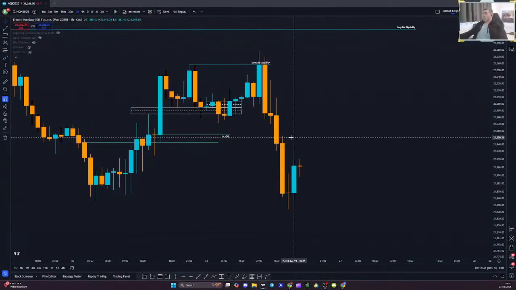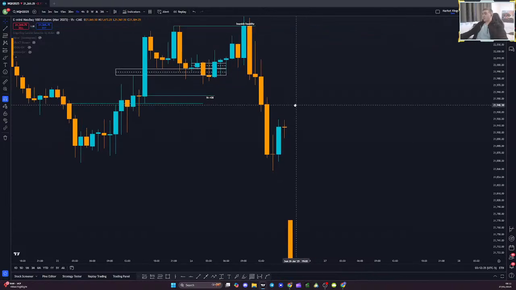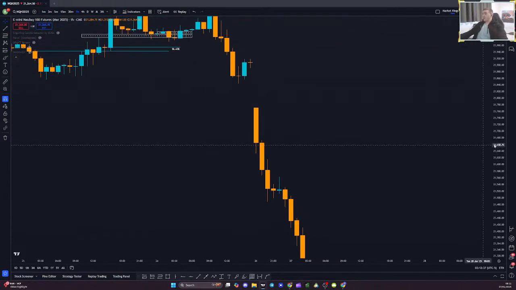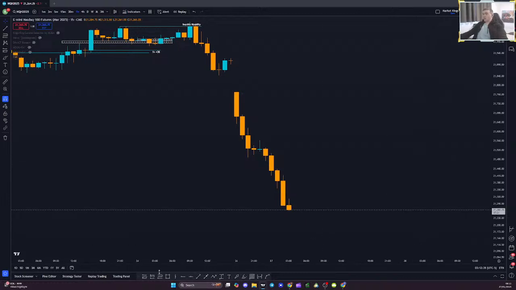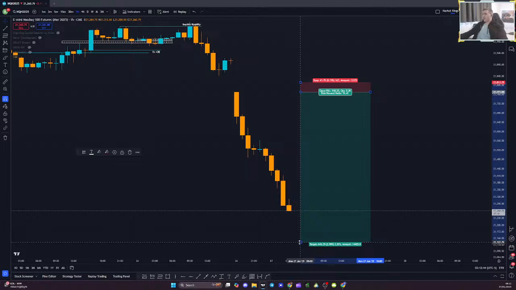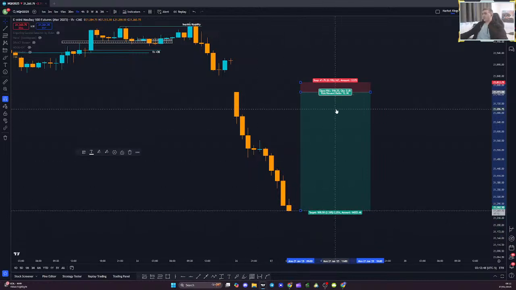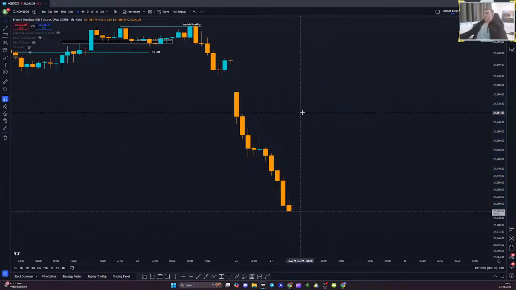So Nasdaq, I don't know if you've seen today, but we had this massive drop, over 1,000 ticks. I think it's coming close to 2,000 now. Yep, 2,000 ticks drop, over 500 handles, which is massive.